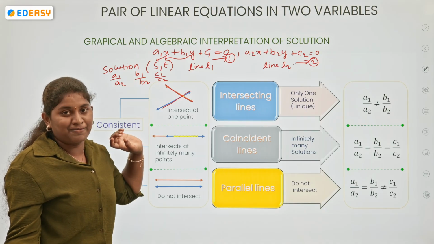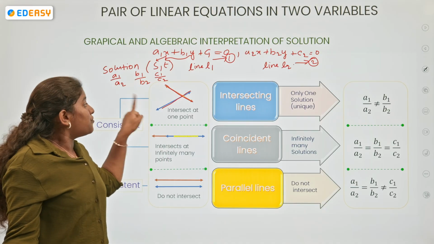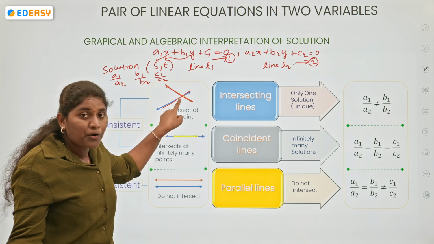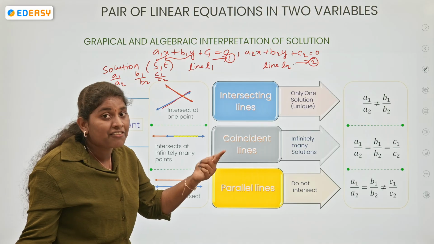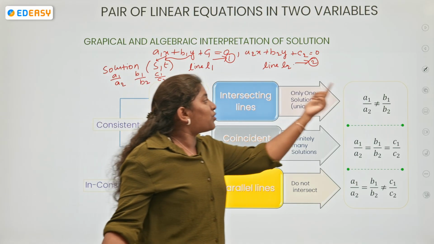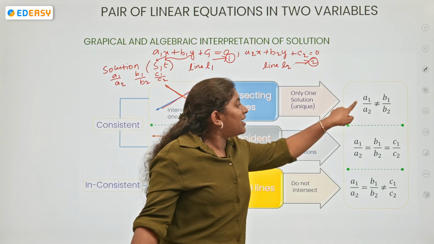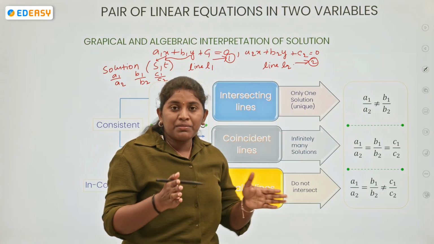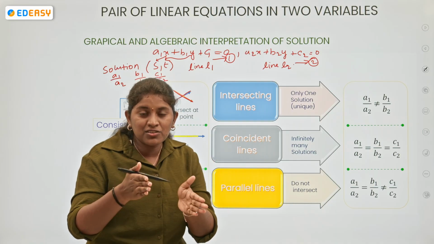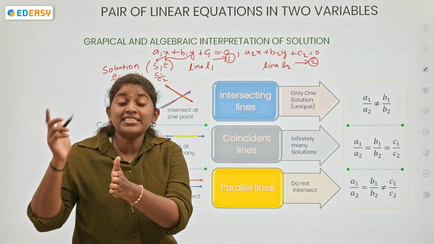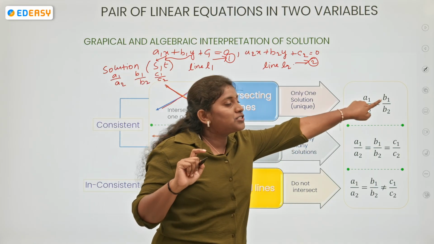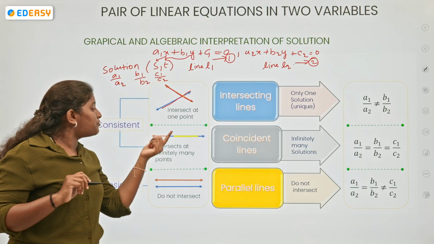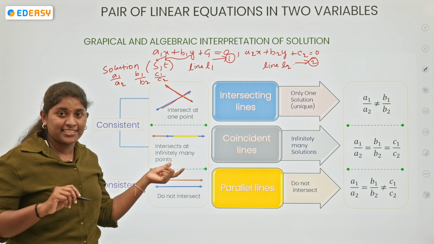Now, if you find the lines are intersecting, they intersect at a point. How many solutions do they have? Only one solution. And what is the relation between the coefficients? A1 by A2 not equal to B1 by B2. So, simply: intersecting lines, one solution, and the relation between the coefficients is A1 by A2 not equal to B1 by B2. Now, what if you find them as coincident lines?